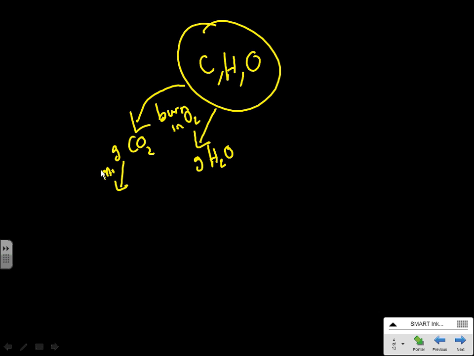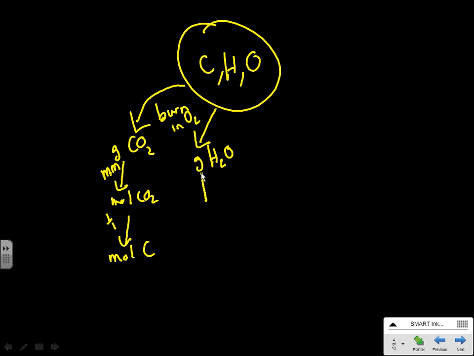I'm going to use the molar mass of CO2 and get moles of CO2, and I'm going to use that ratio, and this time I'm going to just write it as 1 to 1. I think we've used that ratio quite a bit. If we want to simplify it, that's fine, 1 to 1, and that's going to get me moles of carbon, which is what I need. I need moles of carbon.